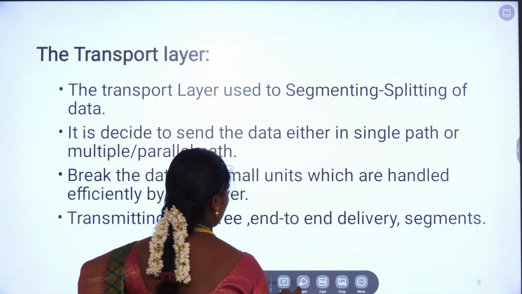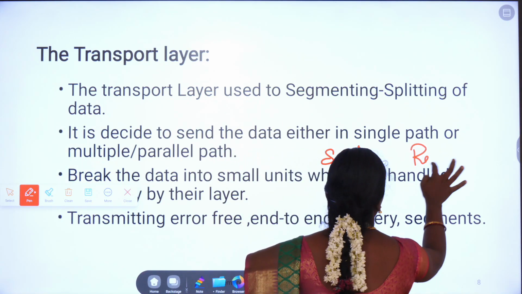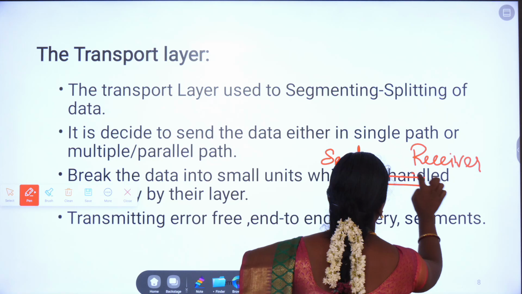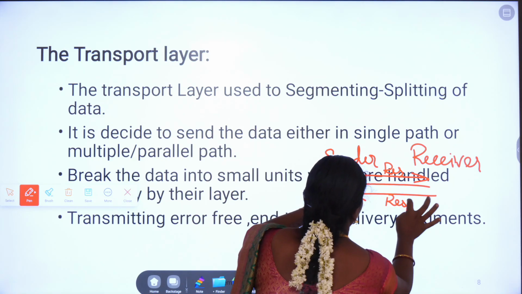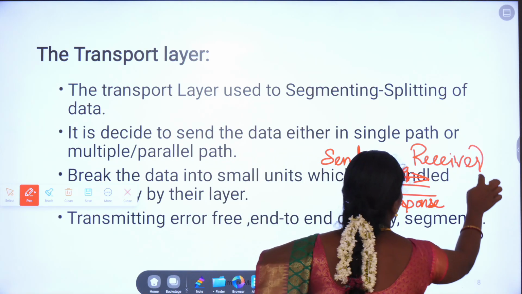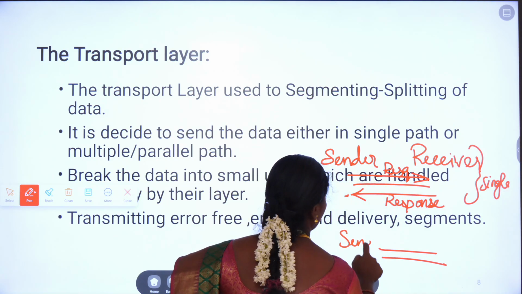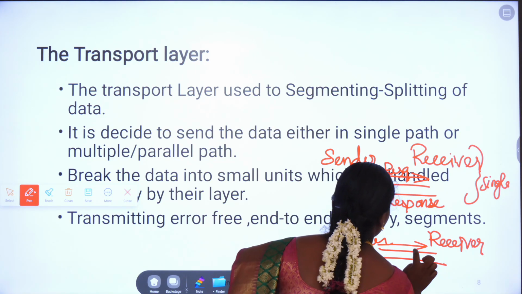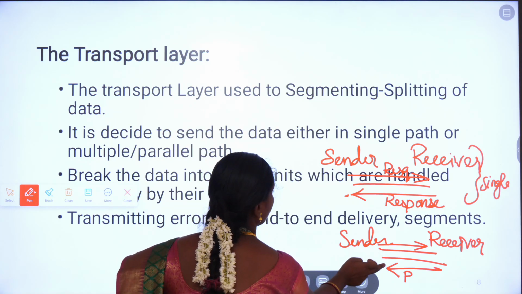Now see the example, with a sender and a receiver. With a single path, the sender gives a request and at the same time gets a response: it is a request and a response over one path. Next, with multiple paths between the sender and receiver side, the sender gives a request to the receiver and takes the response on the sender side. So this is a single path, and this is a multiple path.